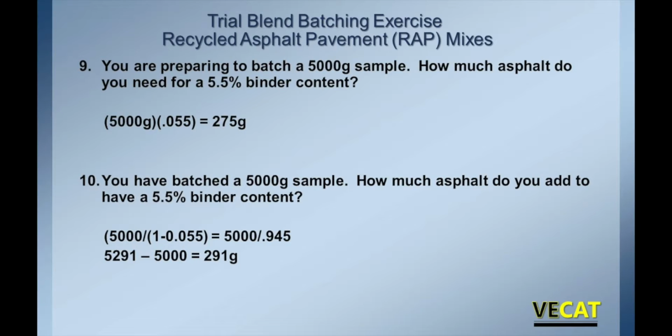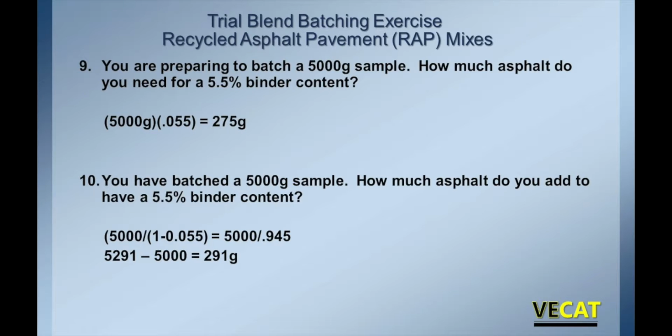So we're going to do the same thing we did with our wrap asphalt calculation. We're going to take our total grams of our sample to this point, which is 5,000, and we're going to divide that by the percent aggregate upon completion of the sample, which is 94.5%. And the way we calculated that was just pulling out the 5.5% liquid from 100, so that gives us 0.945. When you do that calculation, you actually get 291 grams of asphalt, which is different from the 275 that we did in question number 9.